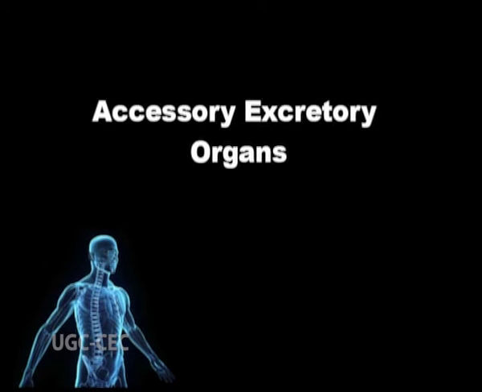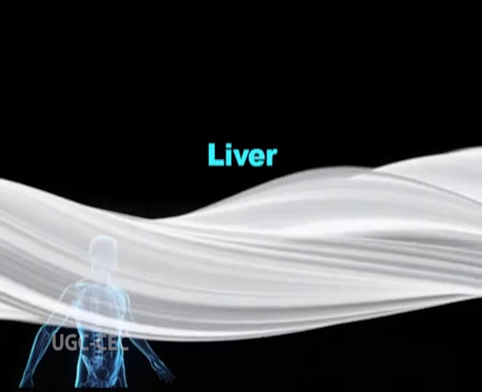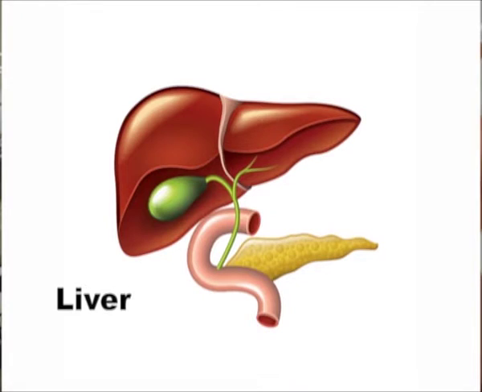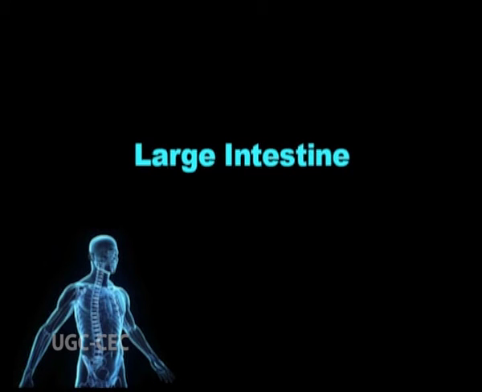The accessory excretory organs. Liver. The liver detoxifies and breaks down chemicals, poisons and other toxins that enter the body, like transforming ammonia into urea and uric acid. The liver also produces bile, which helps to break down ethanol, fats and other acidic wastes including ammonia into harmless substances.